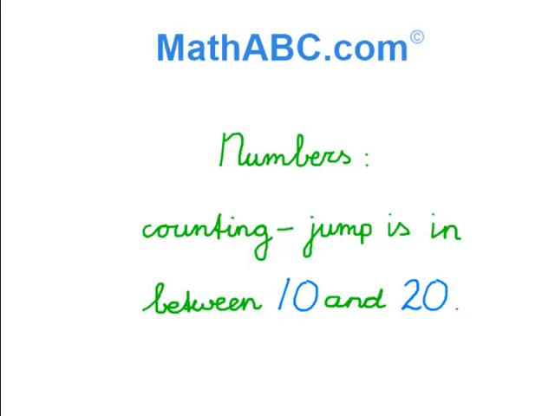Numbers, counting. A jump is in between 10 and 20. We see here two numbers, 653 and 664. Now we need to find out how we get to those numbers. So going forwards, we must add, and going backwards, we subtract.